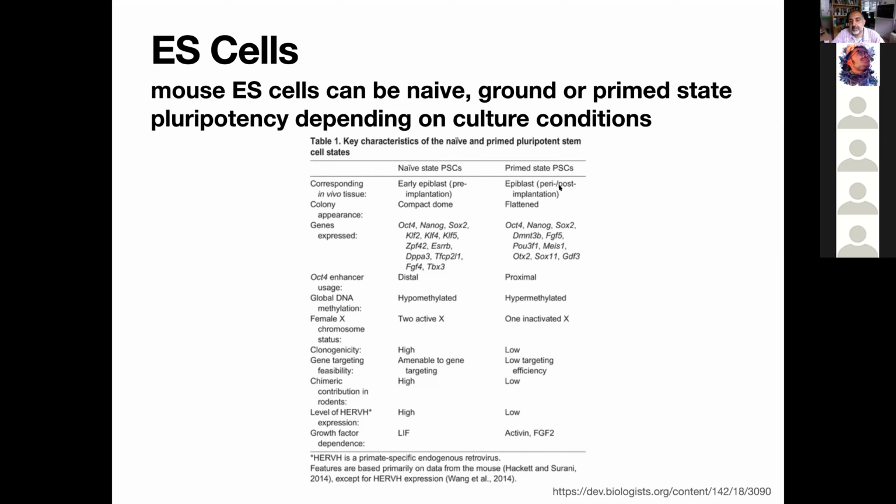So the primed state pluripotency is a much more restricted type of pluripotency. It's come from epiblasts, which is very clear. There's a particular type of colony appearance, and particular sets of genes that it expresses. Only one X chromosome is active, so one X chromosome is inactivated. It has low chimera contribution in mouse blastocysts, implying that its potency is much more limited than naive state pluripotent cells. And it has different dependence on different growth factors as well. Okay.